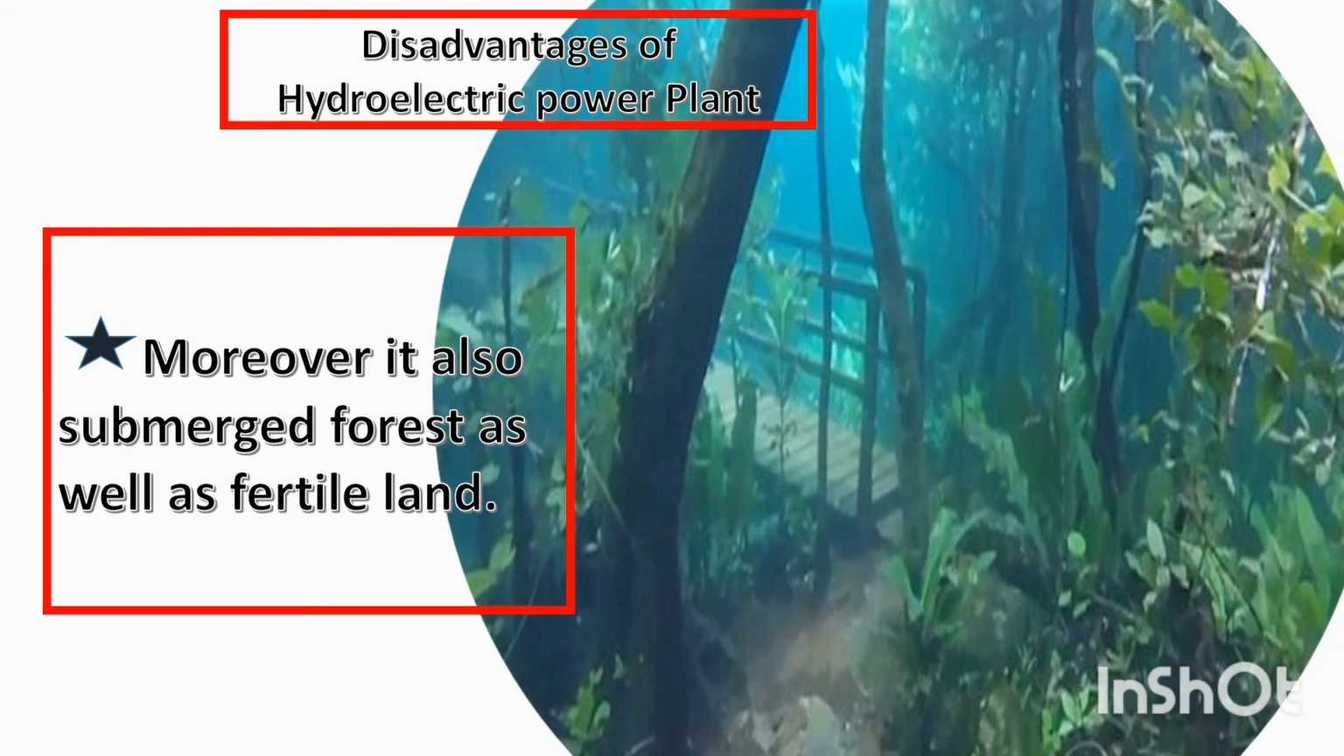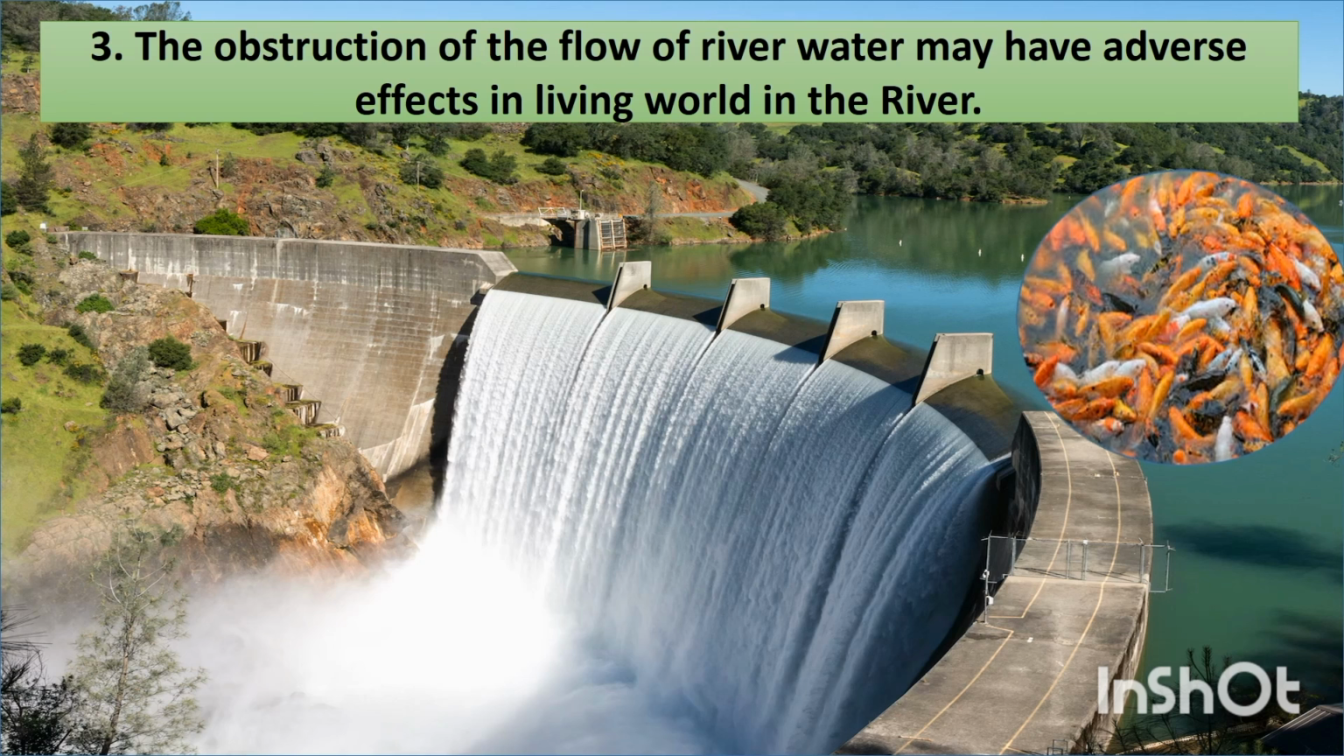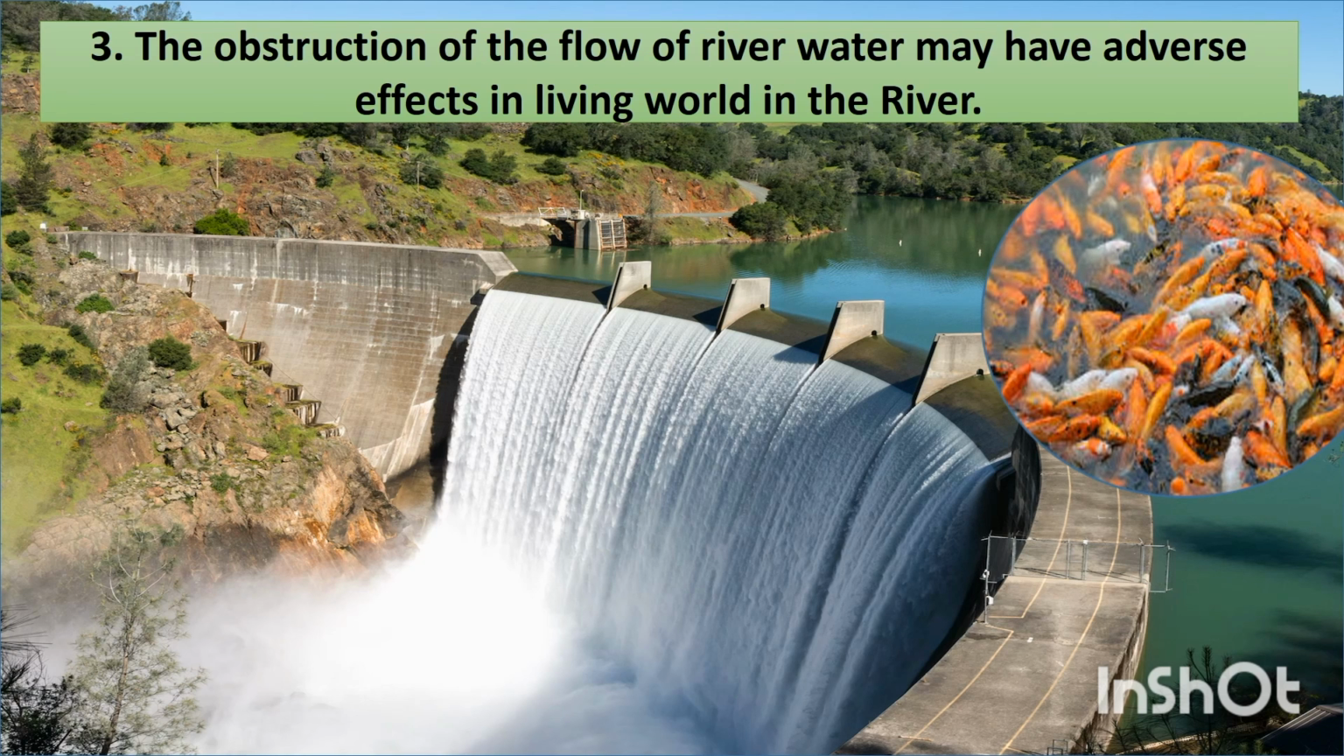The obstruction of the flow of river water may have adverse effects on living world in the river, that is on aquatic animals.